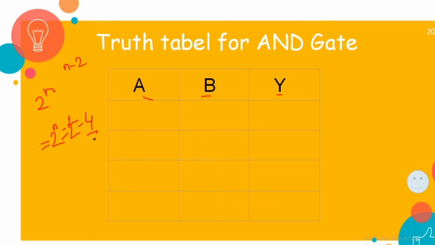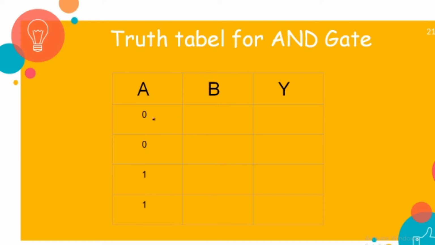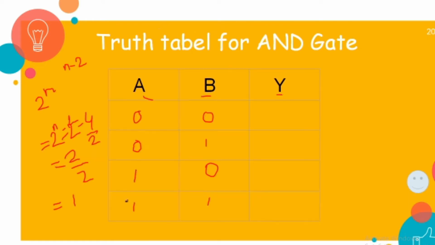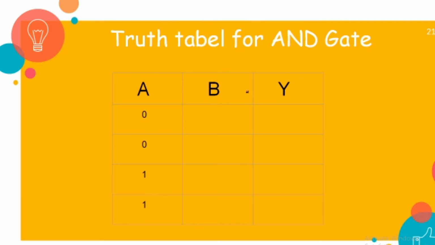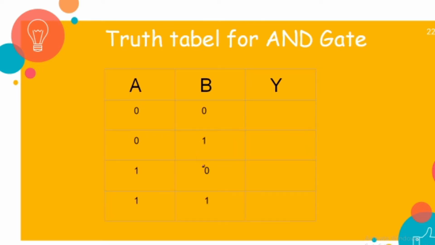Then we divide this 4 by 2 and get 2. From this, firstly we put two 0s and then two 1s. In the same way, we divide by 2 again and get 1. So for filling the second input B, firstly we put 0, then 1, then 0, and then 1. In the first column we have two 0s and two 1s, and in the same way, for input B we have 0, 1, 0, 1.